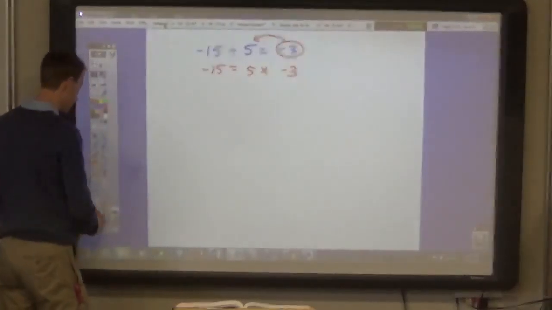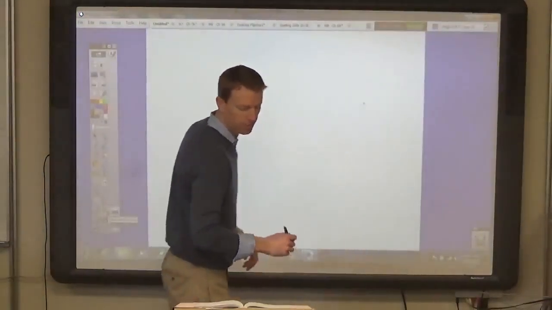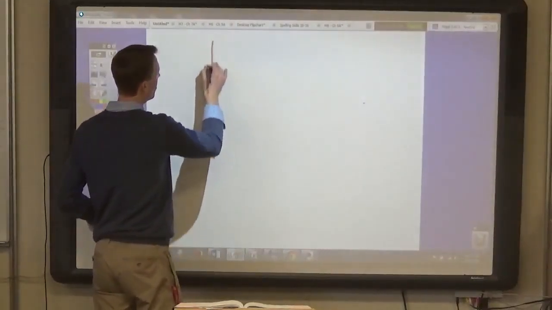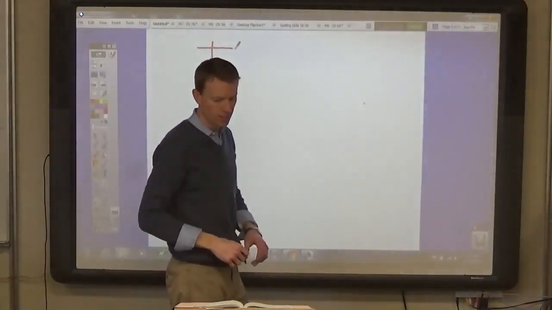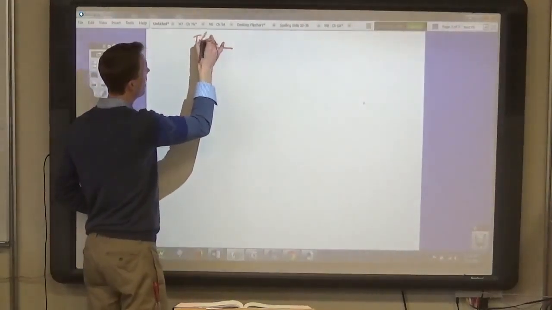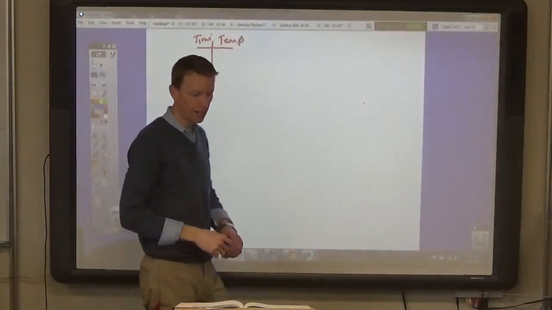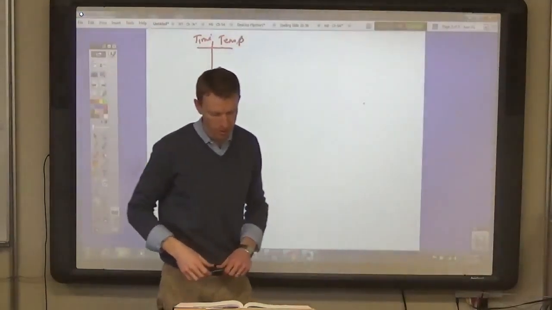In number 1, actually 1 and 2, they give you the information in a chart. So the chart is of time and temperature. We're going to find the rate of change in temperature.